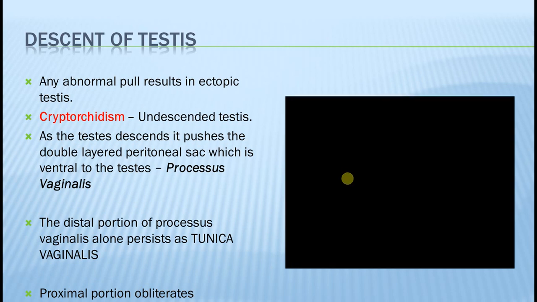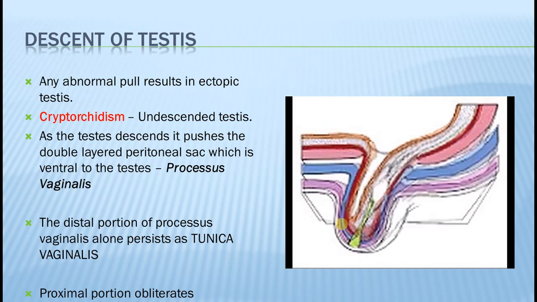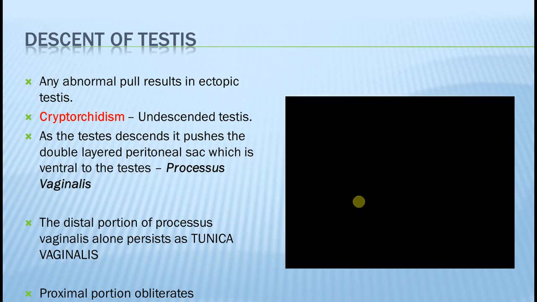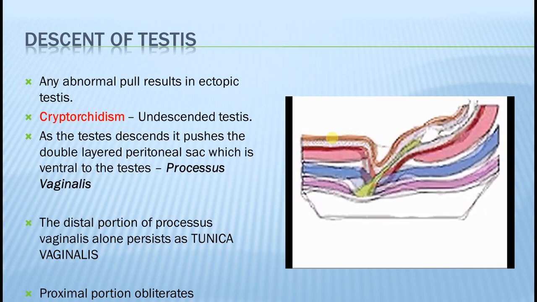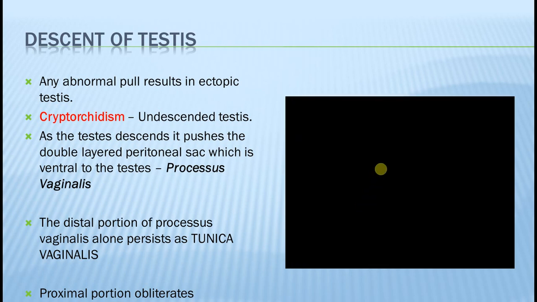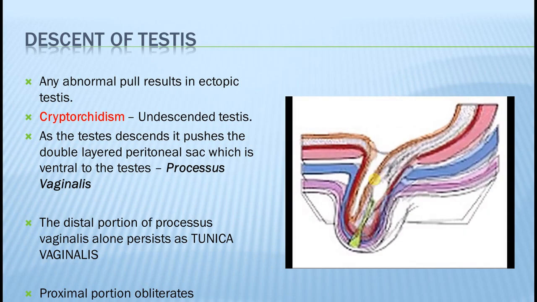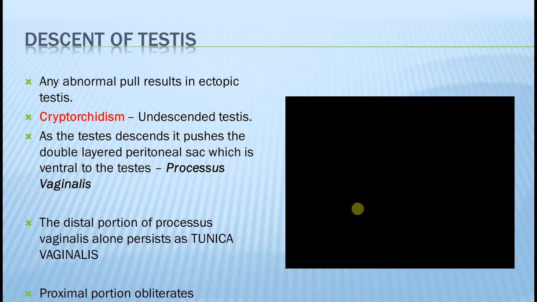Then this red color one will be the fascia transversalis, which will form internal spermatic fascia. Then that brown color one is the fold of peritoneum, that is your processus vaginalis, which forms the tunica vaginalis, with 2 layers, parietal and the visceral layer.